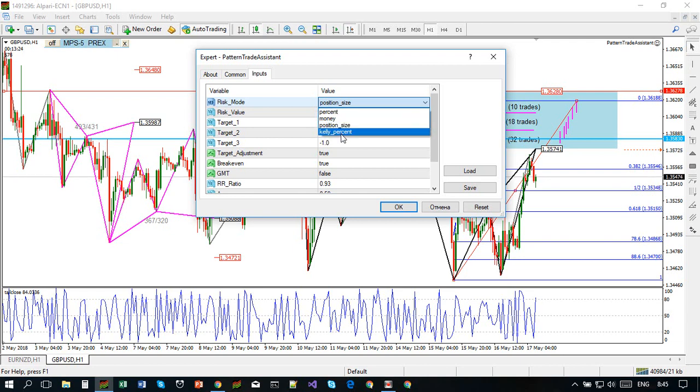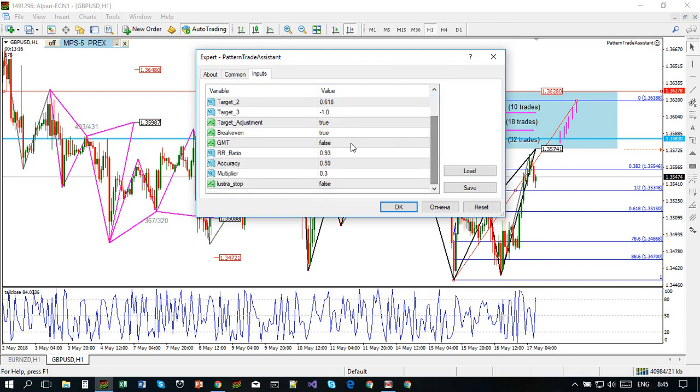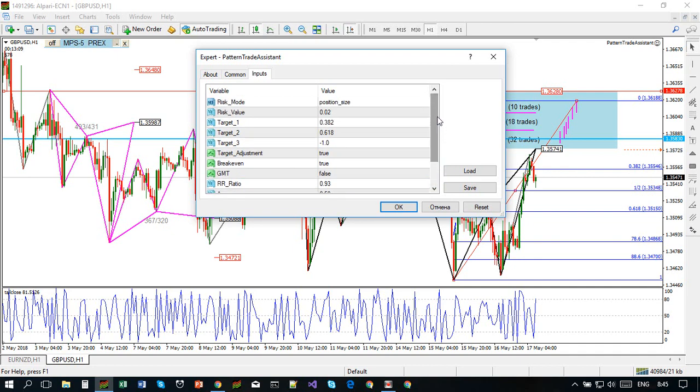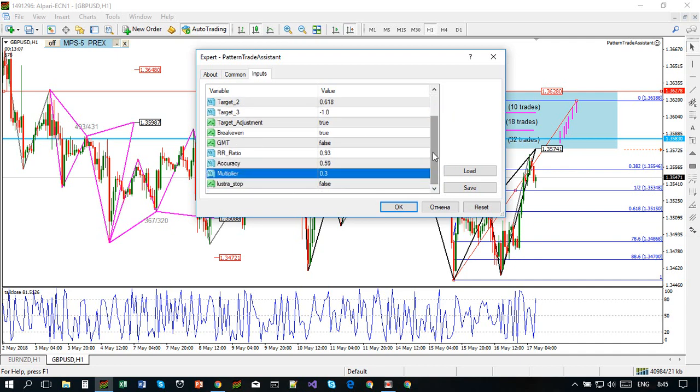The Kelly percentage is actually the percent you are allowed to risk according to your strategy performance. But you will need to use a Kelly percentage. You will need to set your risk to reward, you will need accuracy, and you will need to use the multiplier to get that Kelly percentage correctly. You will need to know the performance of your strategy.